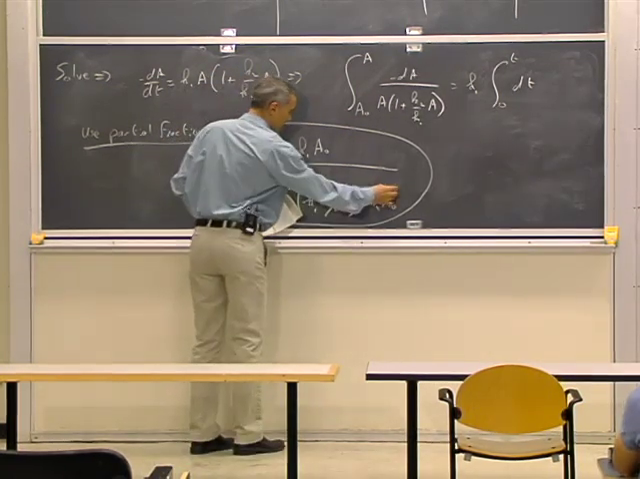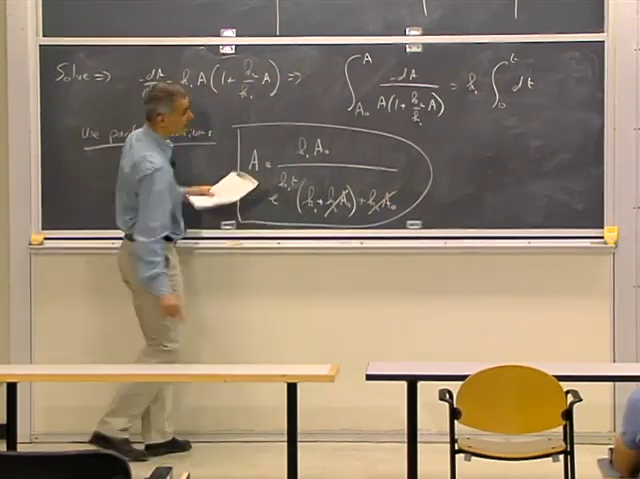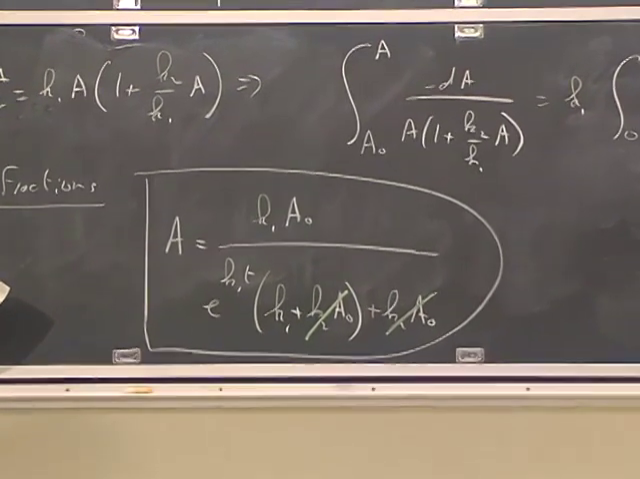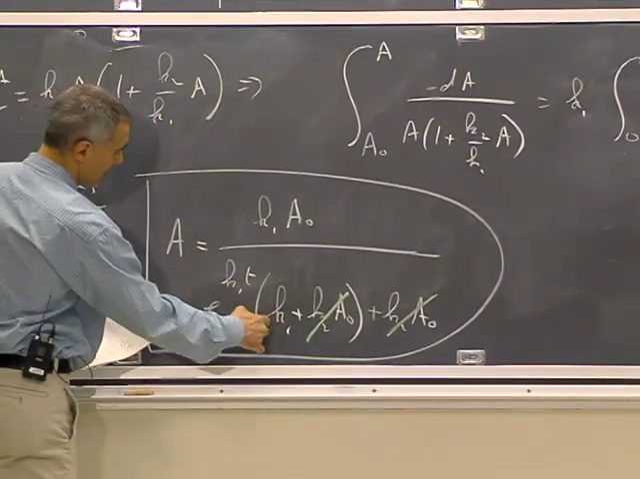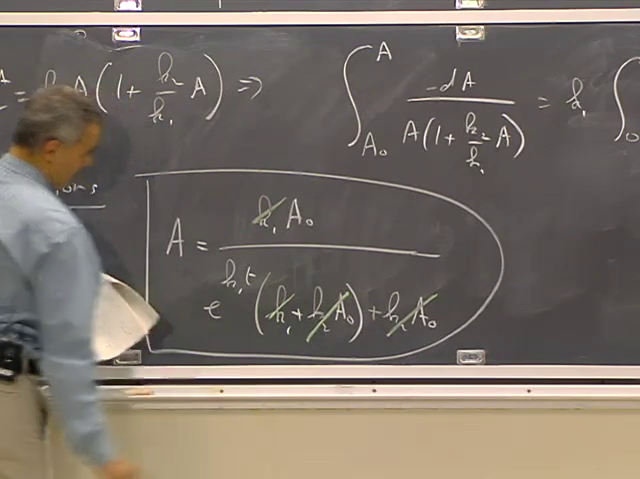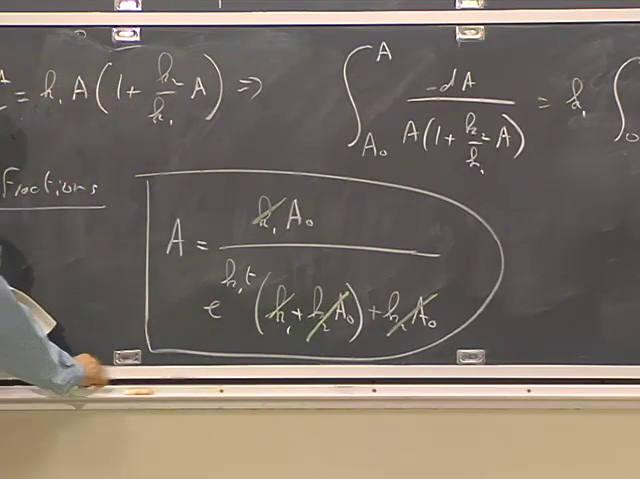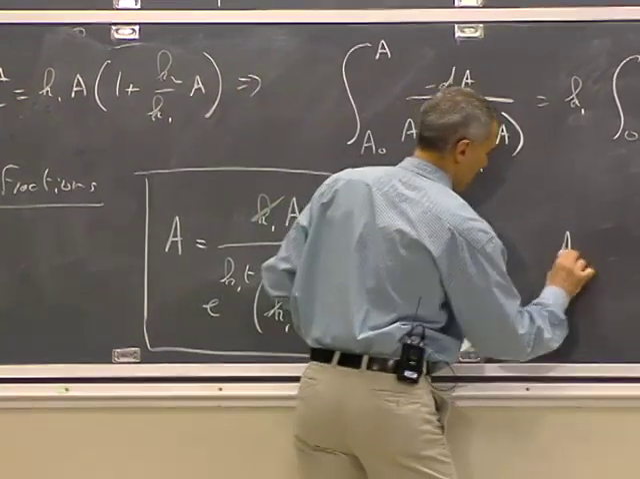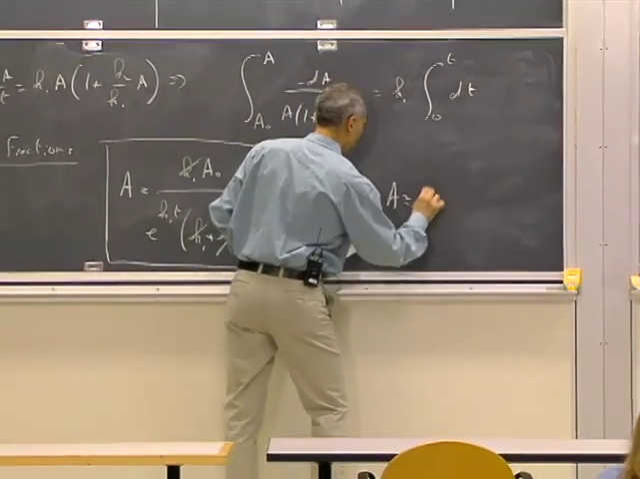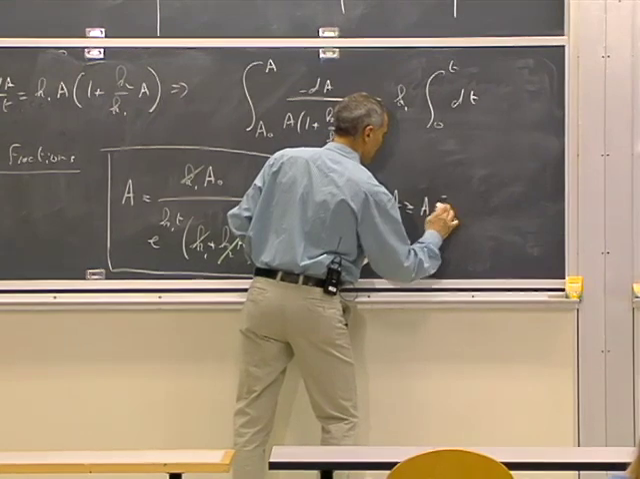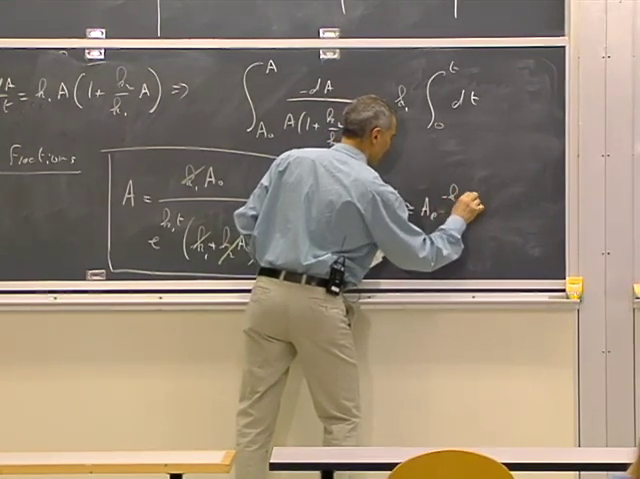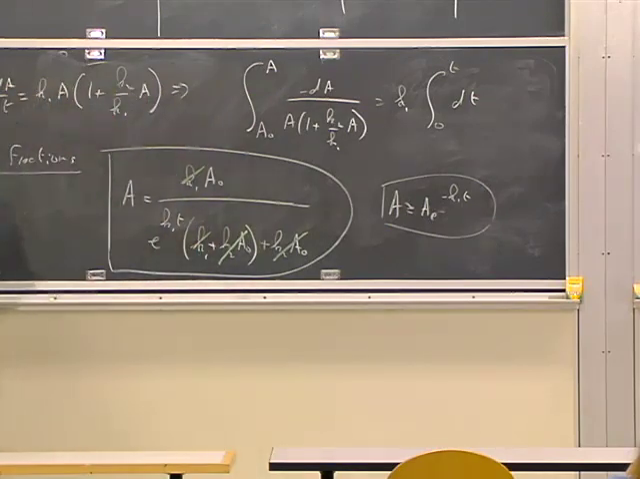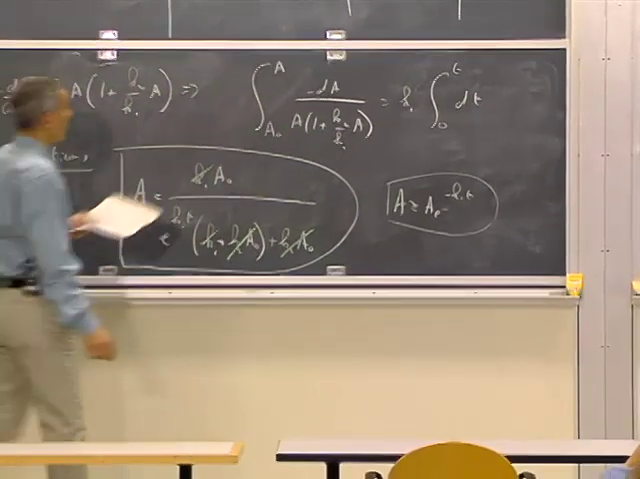So I can get rid of this as well, because there's the k1 sitting here, and k1 is much bigger than k2 a naught. Once I got rid of these two terms, the k1s cancel out. This is looking very nice, because now I can take that e to the k1t and put it upstairs. A is approximately a naught e to the minus k1 times time in this approximation.